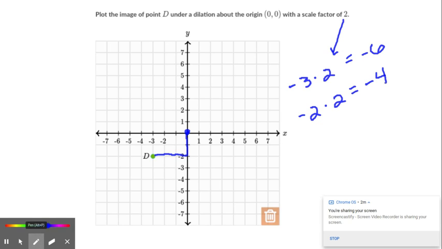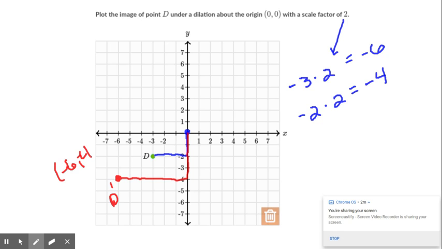So to get to my brand new point, I can't just go down 2. I've got to go down 1, 2, 3, 4. And instead of going left 3, I need to go left 6. 1, 2, 3, 4, 5, 6, which puts my brand new point right there, D prime, at -6, -4.